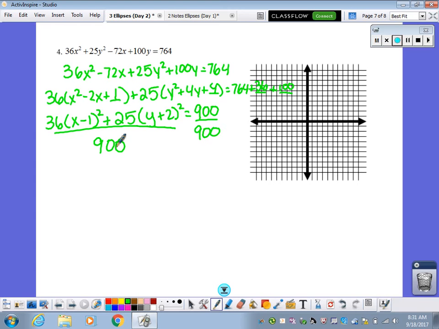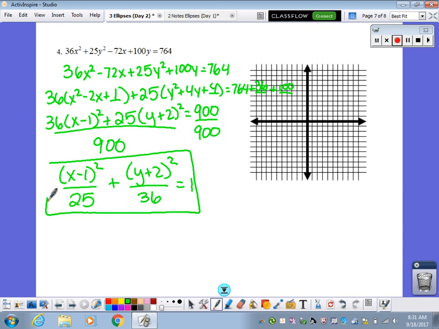36 divided by 900 is 1 over 25, so we leave 25 on the bottom. So x minus 1 squared is over 25. Plus 900 divided by 25 is 36, so we're left with y plus 2 squared over 36 is equal to 1, and that would be our standard form. We can see here our center is going to be 1, -2, let's plot that. 1, negative 2 right here.